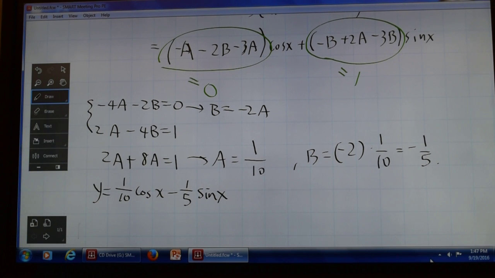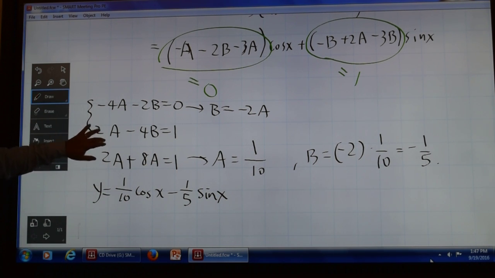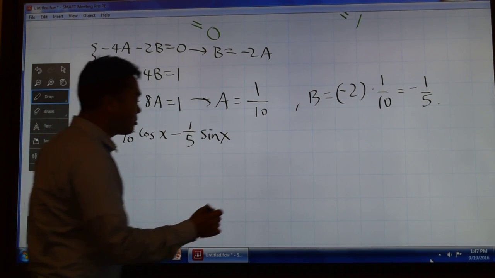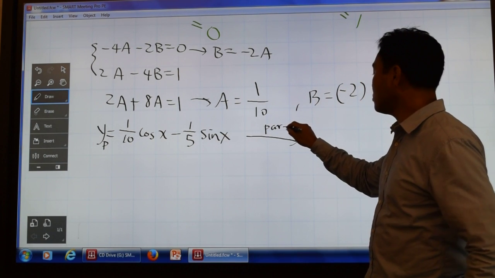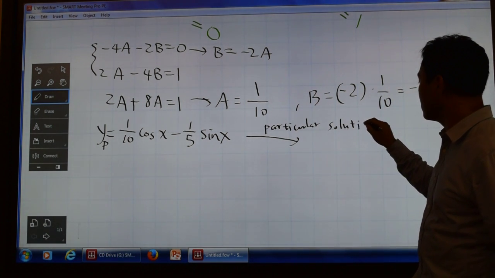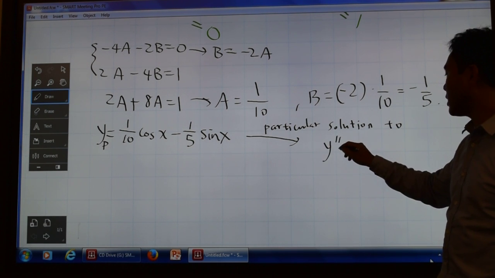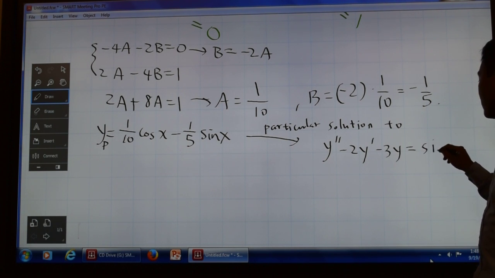All right, so we know that if our choice was 1/10 cosine x minus 1/5 of sine x, and if we plugged it into the left side, it would have produced a sine x, which means this is a solution. This is one solution to the given differential equation. So you're going to see y_p, particular. This is the particular solution to y double prime minus 2y prime minus 3y equals sine x.